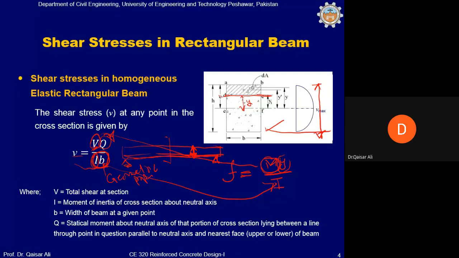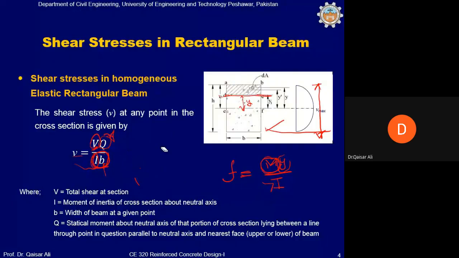Okay, just to understand this VQ divided by Ib, we will very quickly discuss the case of flexure stresses so that you can recall what we have already studied. In the case of flexure stress, f is equal to My by I, you know that for a simply supported beam, the bending moment varies along the length of the beam. This is a case of uniformly distributed load and simply supported beam.